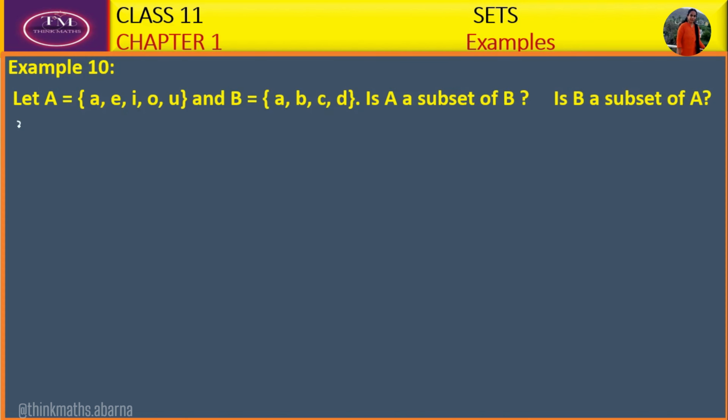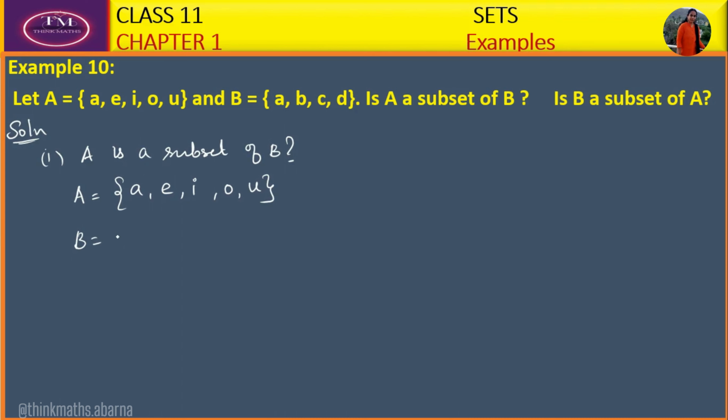So first let us check whether A is a subset of B. What is A? A is equal to these vowels A, E, I, O, U. What about B? This A, B, C, D. If A is a subset of B, then every element of A should be an element of B. Here if you check the small a, it is present in both A and B.